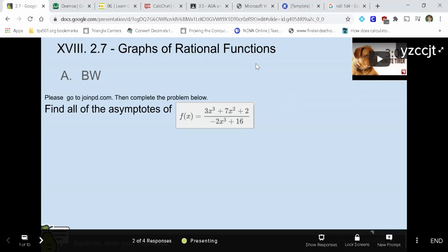Okay. Oh, shoot. I have it muted. That's why. I was like, this dog should have barked by now.